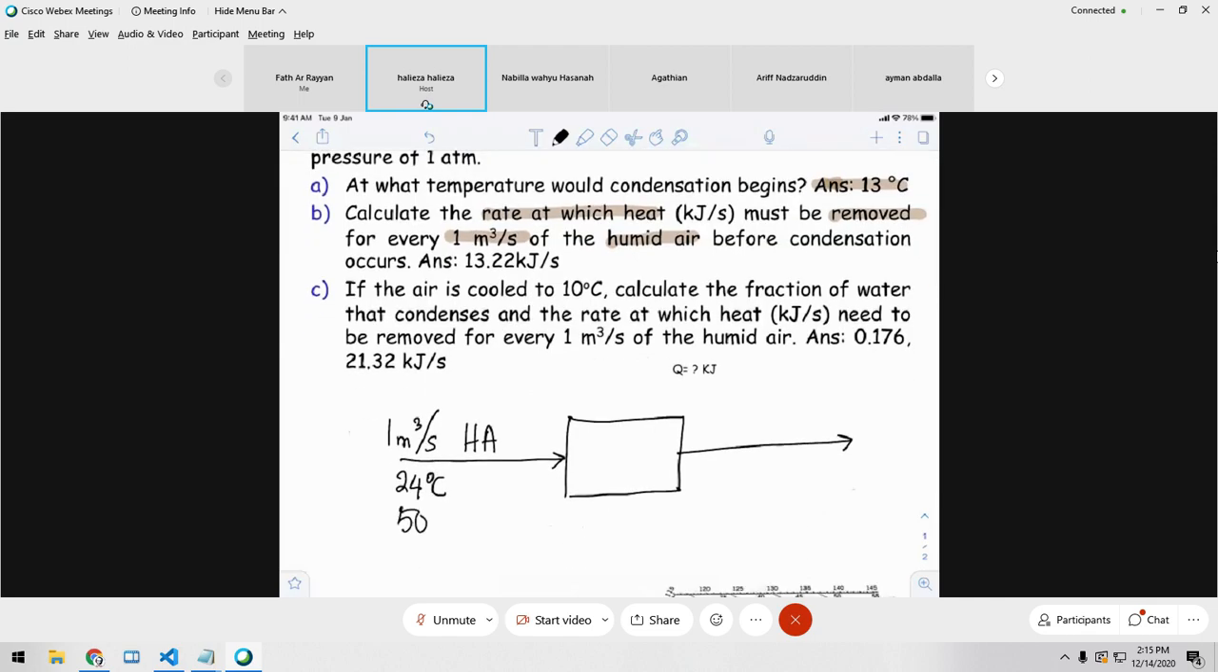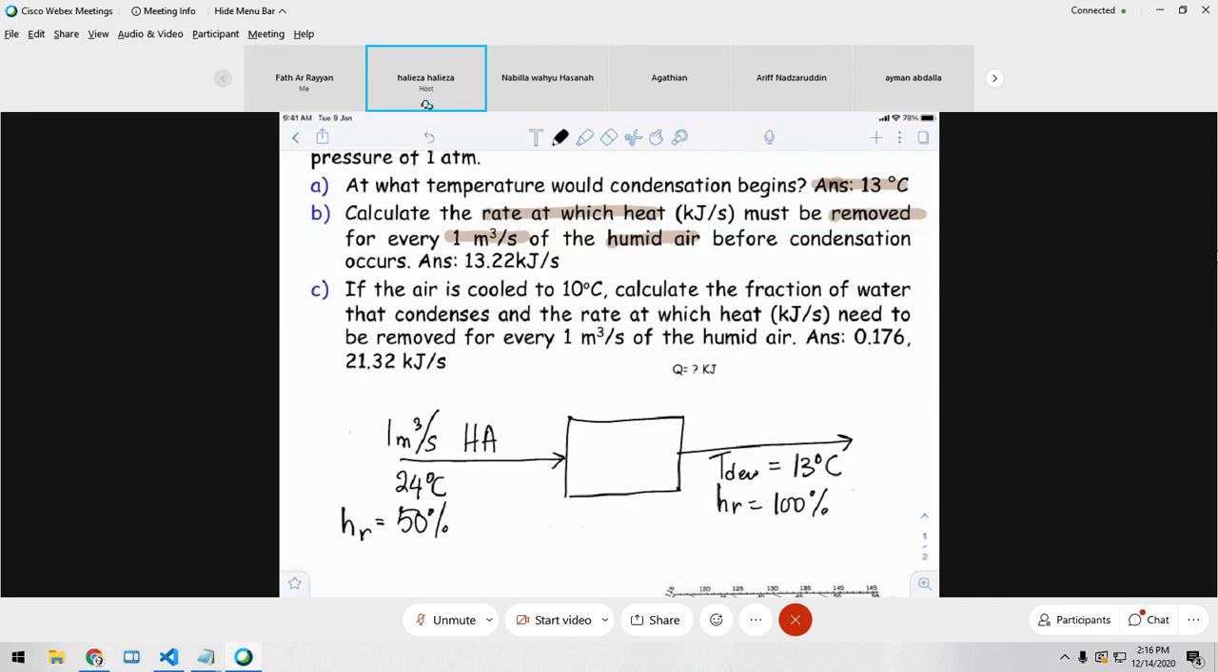50% relative humidity. Okay? So your outlet stream should be at 100% relative humidity. Why is it 100%? Because that's when it starts to condense, at the dew point. This should be at the dew temperature. If you use 13 degrees C, then we use that. You can use 12.8, no problem. Okay, so this is your unit.